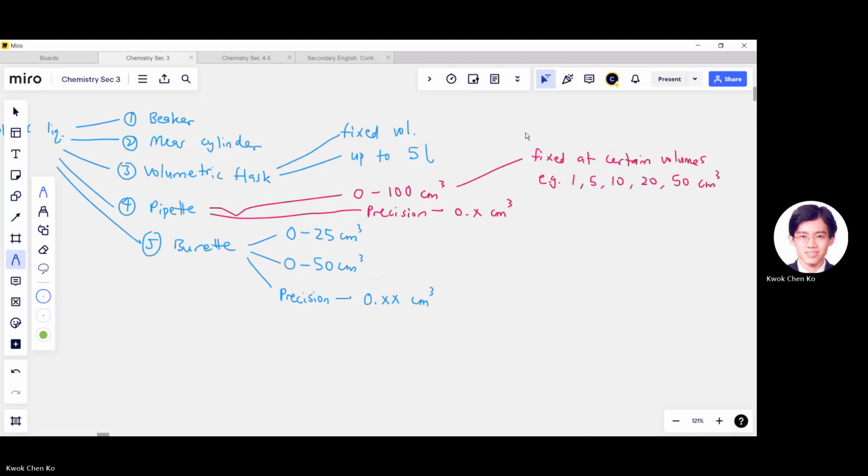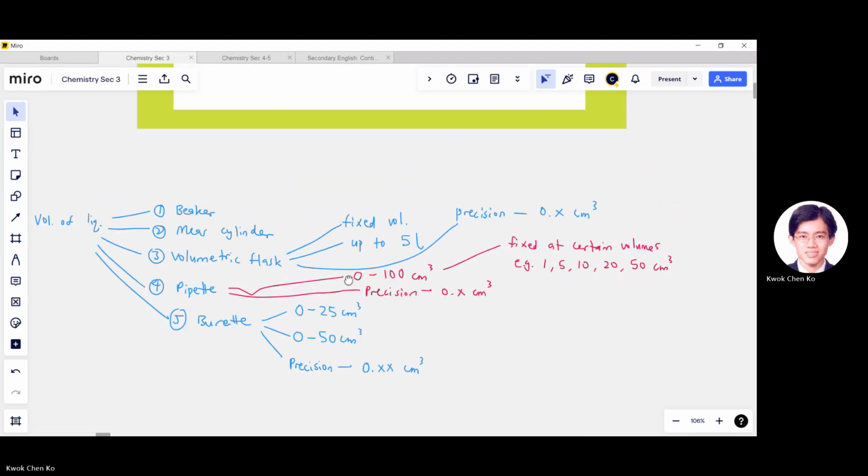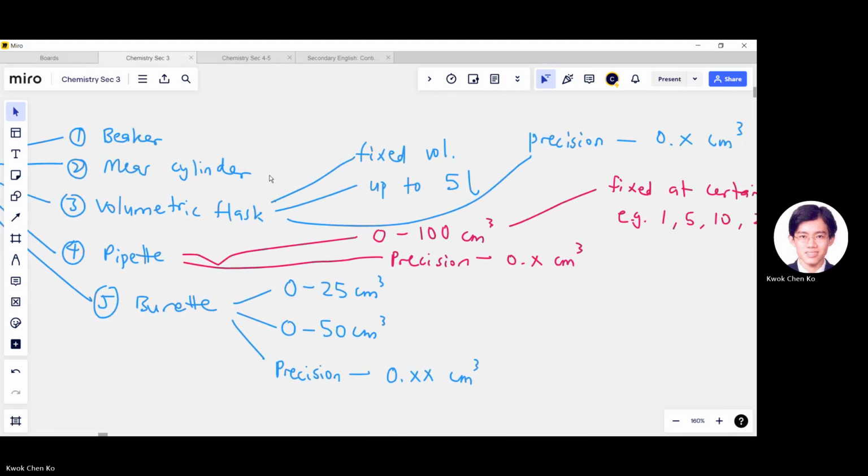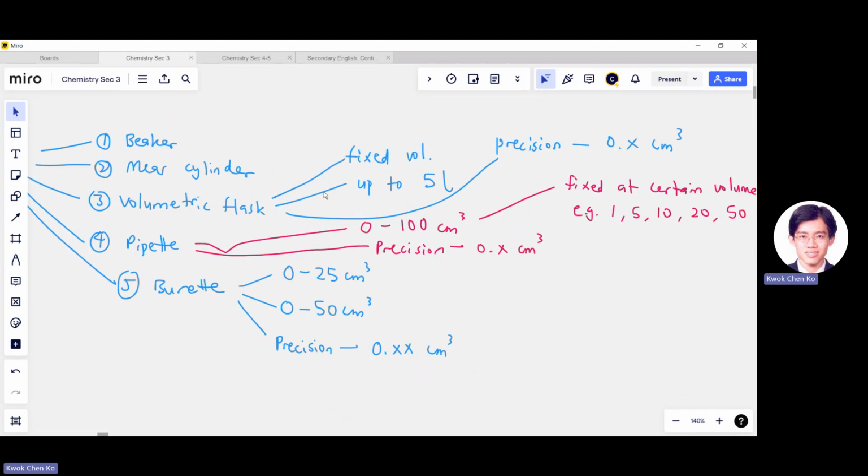Precision? Yep. This, based on your syllabus, is similar to a pipette. All right, 1 decimal place. But in real life, it's different. Okay, measuring cylinder. I hope you can recognize all this. I hope you can.